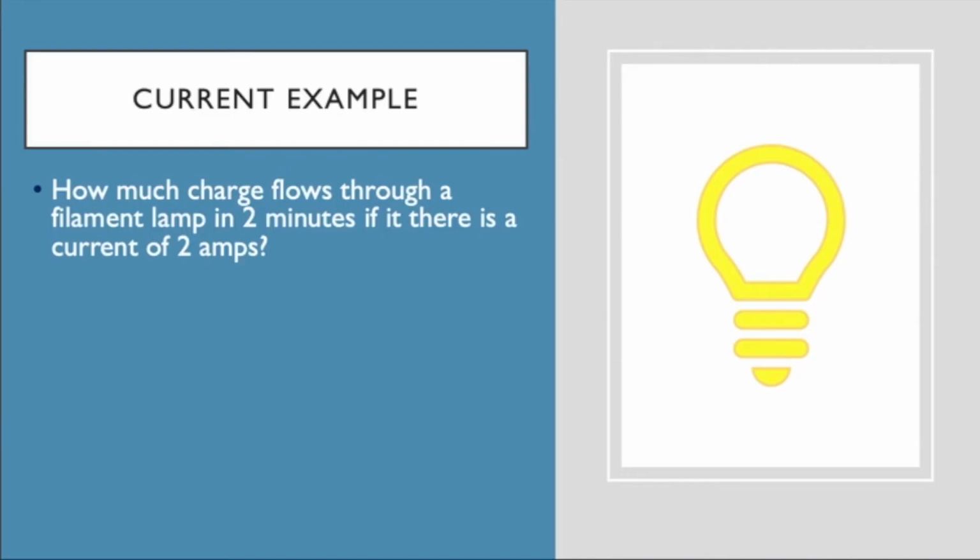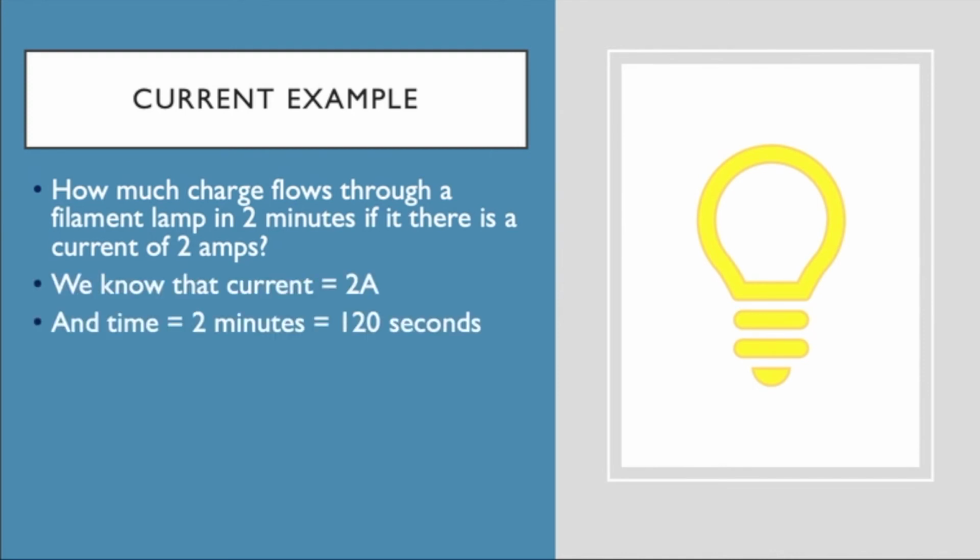So how much charge flows through a filament lamp in 2 minutes if there is a current of 2 amps? So first of all then, write down your quantities. What have you got here? We know that current is 2 amps and we know that time is 2 minutes. We've got to convert that into seconds. So 2 minutes is 120 seconds because there's 60 seconds in every minute.